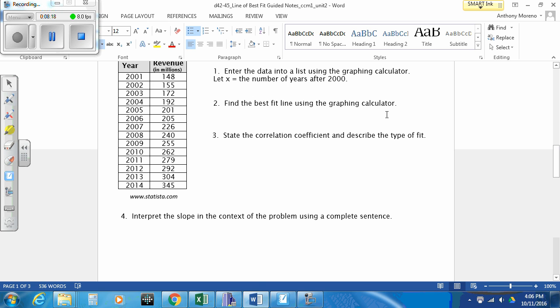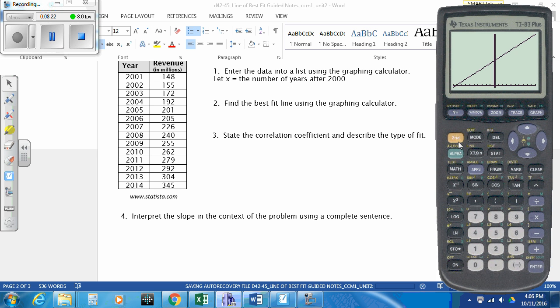So state the best fit line using the graphing calculator, and all that would be is write this equation down, filling in these variables, the a and the b. Y and x you can leave the same. You don't need to put any r's or anything in for that. State the correlation coefficient, describe the type of fit. The correlation coefficient would be here, your r, 0.99. So it would be a strong fit because it's very close to 1, or -1.